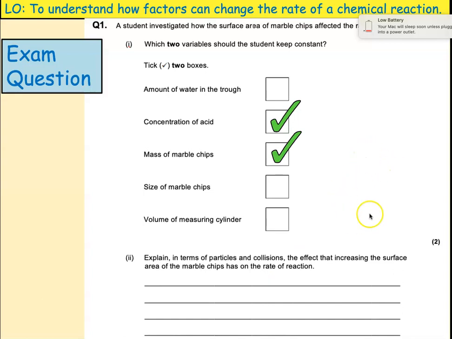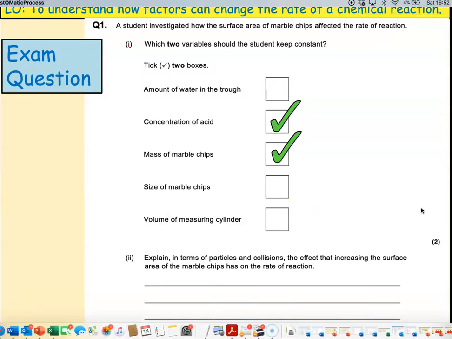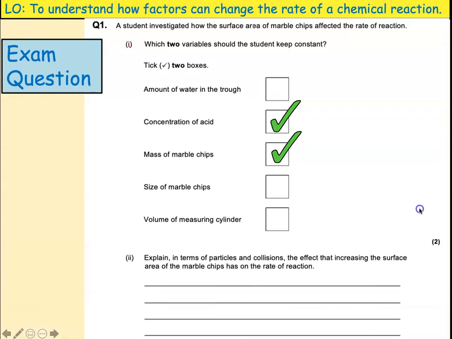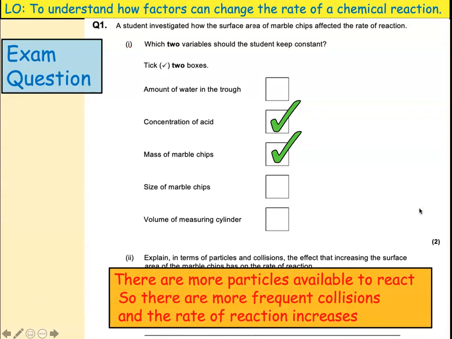Explain in terms of particles and collisions the effect that increasing the surface area of the marble chips has on the rate of reaction. Pause the video now and come back when you've answered the question. Okay, welcome back. Right, the answer is there are more particles available to react, so there are more frequent collisions and the rate of reaction increases.